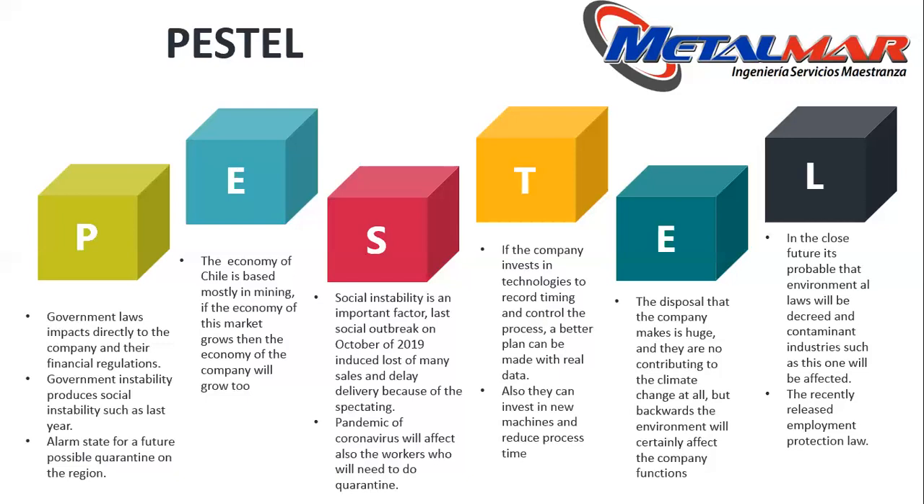The technology. If the company invests in technologies to record timing and control the process, a better plan can be made with real data. Now they don't have much data to work with, so they should invest in this. And also they can invest in new machines and reduce process time.